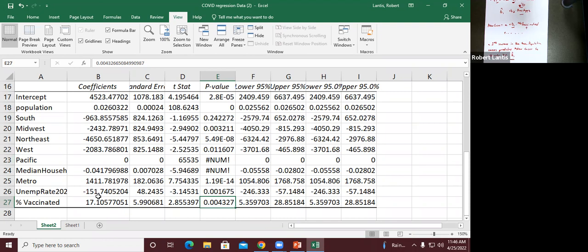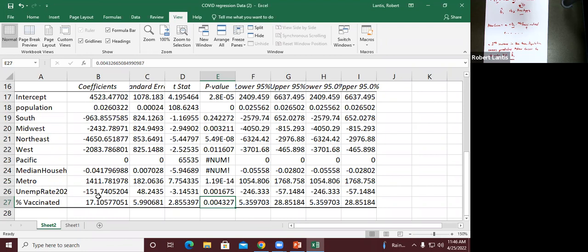So a really nice control would be like, I don't know, the number of customers served at a restaurant in that county, or maybe you controlled for PPE sales, right? If you see fewer masks being purchased.